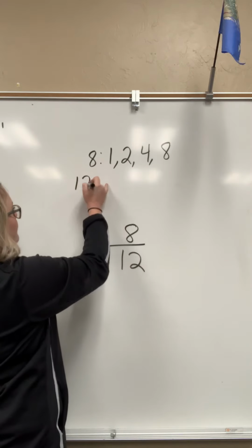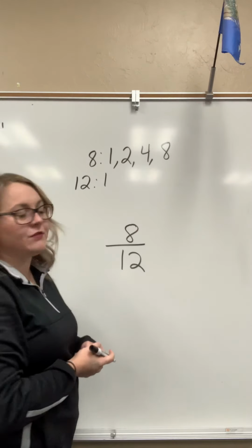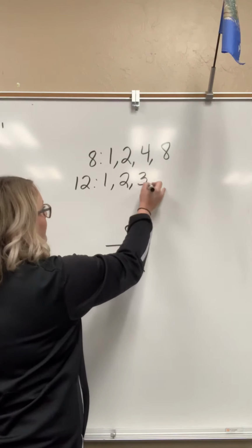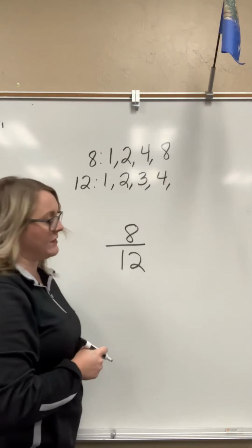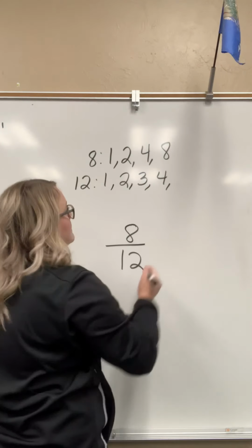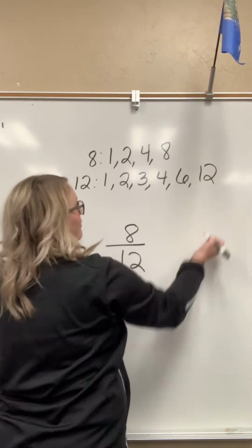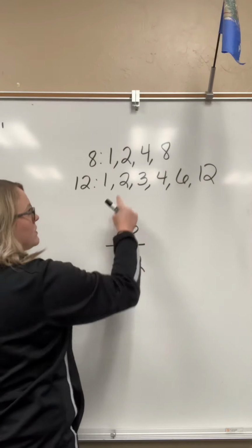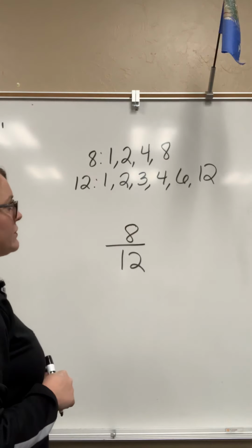Then my factors of 12 are 1. Always start with 1 when we do factors. 2, 3, yes. 4, yes. 5, 5 times nothing gives me 12. 6, and I am halfway, so my last one is 12. So my factors of 12, 1 times 12 is 12, 2 times 6 is 12, and 3 times 4 is 12. So those are my factors of 12.